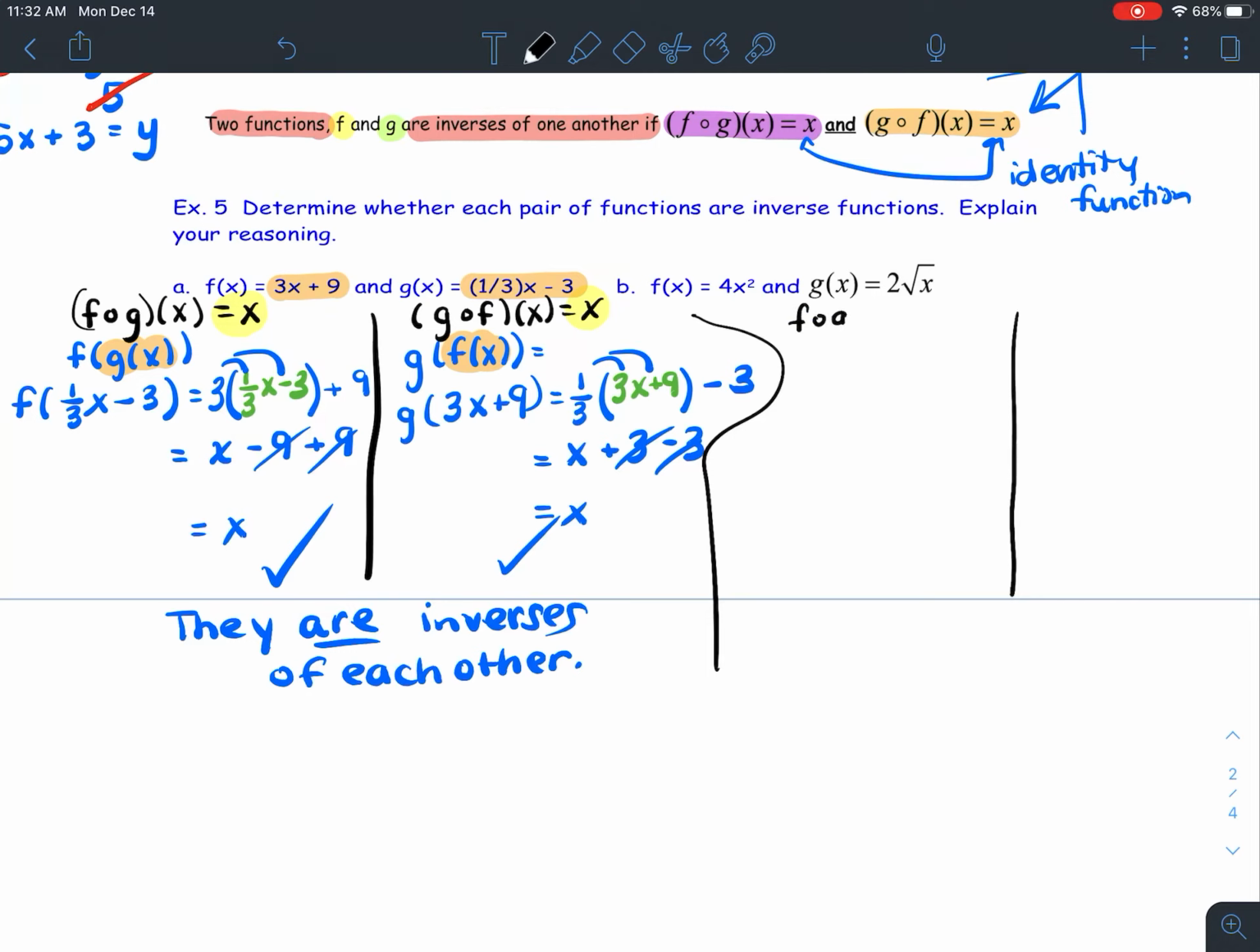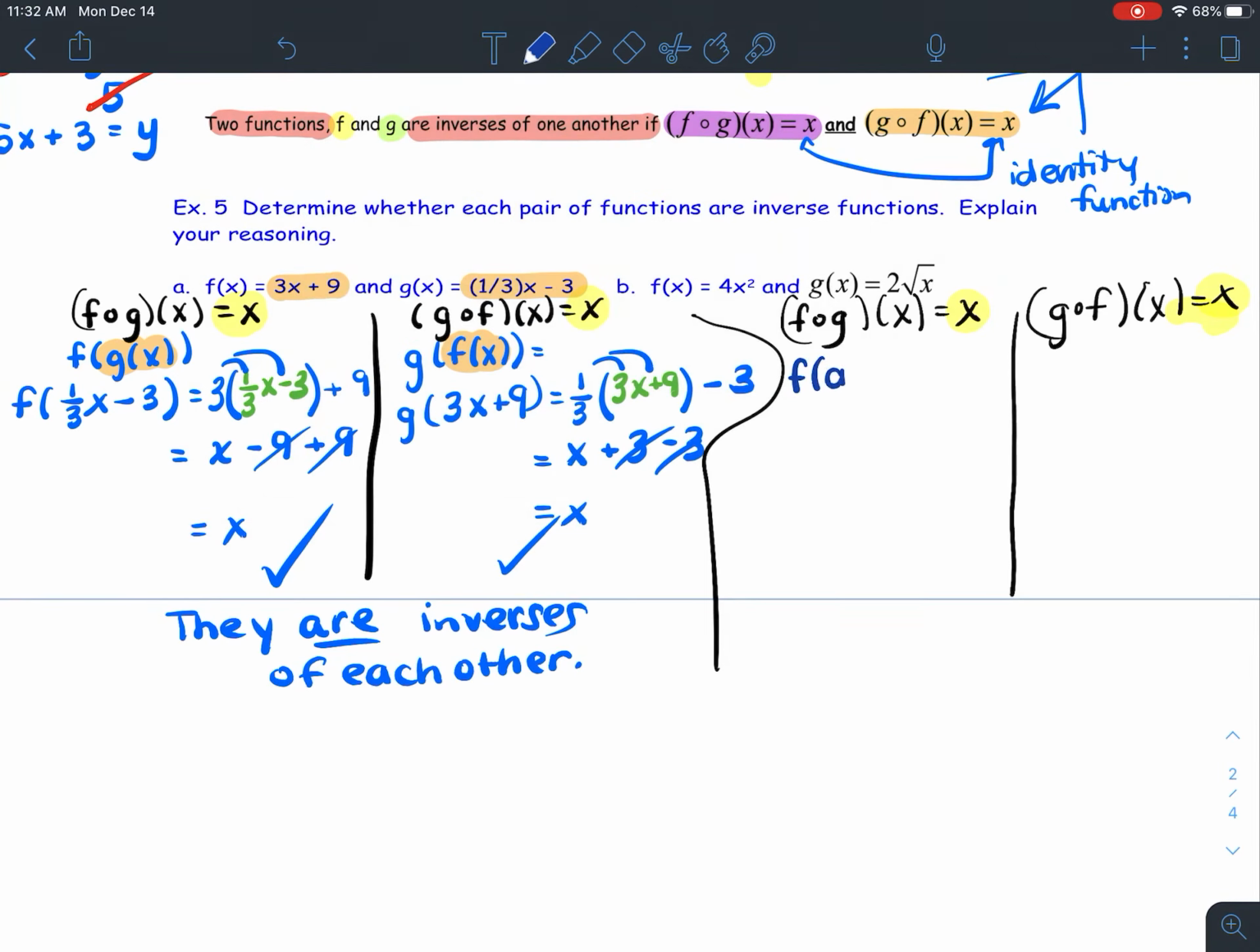Okay, so we're going to try one more, a little bit faster here. We're going to do composition one way, showing hopefully that'll come out to be x, and then the other way. Now, I should tell you this. If you do the first column and the first column does not come out to be an x, then you do not need to mess with doing the other column, okay? Because that's enough proof to show that they're not going to be inverses of each other. Both columns have to come out to be that x. Okay, so let's go ahead and try this left side here.